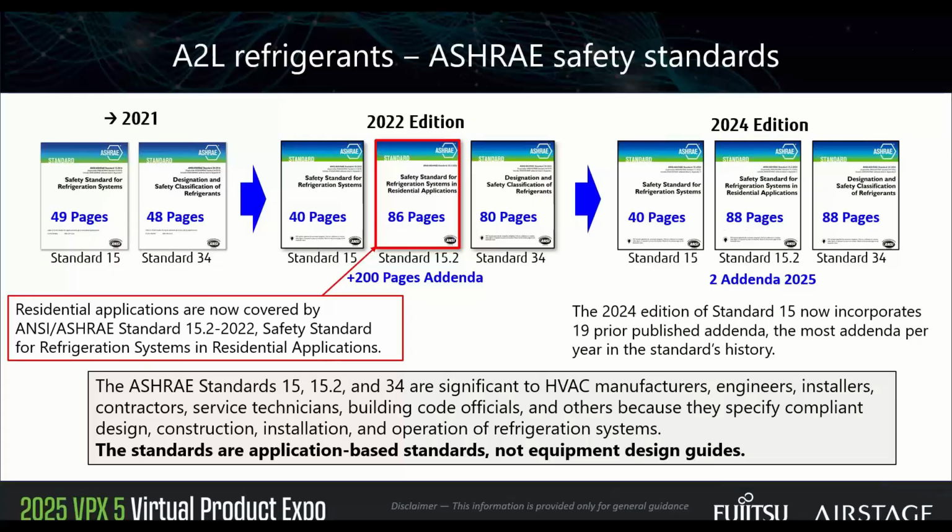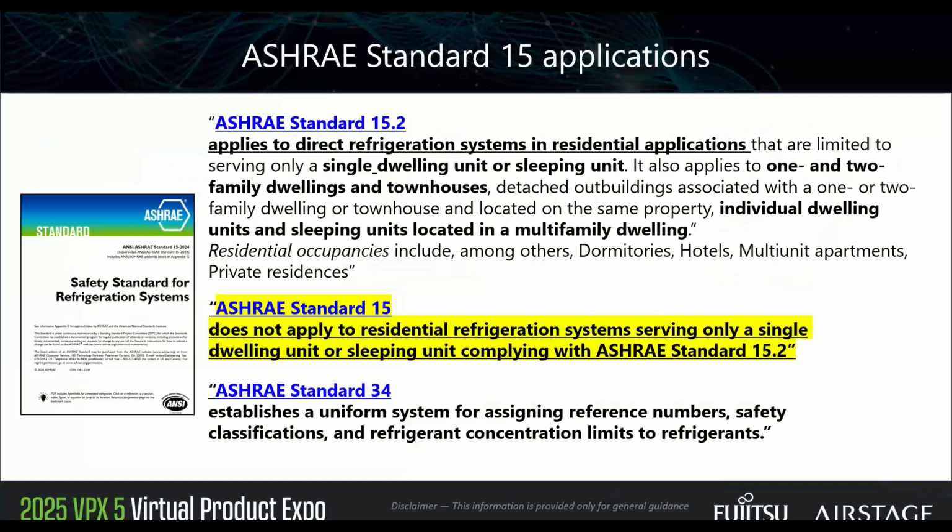But on the next slide, we can see what's applicable for standard 15. In yellow, you can see that ASHRAE Standard 15 doesn't apply when standard 15.2 applies. Otherwise, standard 15 should be used. And in the top part there, you can see how standard 15.2 is defined. It's for single dwelling units or sleeping units, 1 or 2 family dwellings and townhouses, individual dwelling units and sleeping units in a multi-family dwelling. So good examples are dormitories, hotels, multi-unit apartments, and private residences.